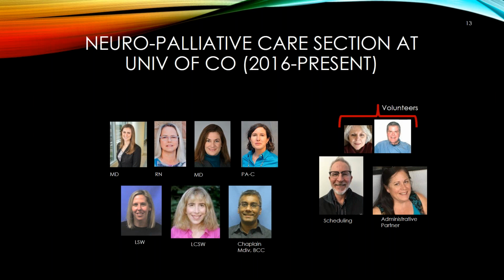We have a social worker within our team, and we have the social worker who's part of the neurology group, the whole department. We have a lovely chaplain, and then we have a couple of administrative staff who are really key to making things run. And we're very fortunate to have a couple of volunteers, one who's a patient and one who is the spouse of a prior patient, both who have been extremely helpful in supporting what we do and reaching out to patients and care partners. So that's a snapshot of what our clinic team looks like.